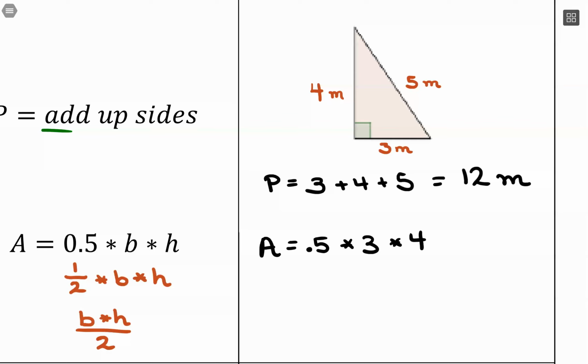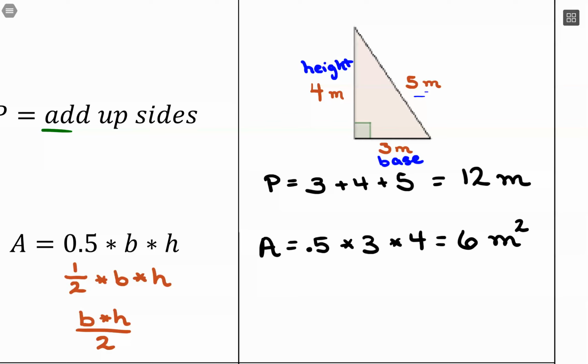And when you have a picture like this, it might be helpful to label. Like this would be our height, since that's making the perpendicular. This is at the bottom of the figure, so that would be the base. So you know what plugs in where. Order wouldn't really matter, but what you want to be careful of is not using that third side length that isn't part of the perpendicular. All right, so numerically, this will calculate to 6, and then we'll have our units of meters squared.